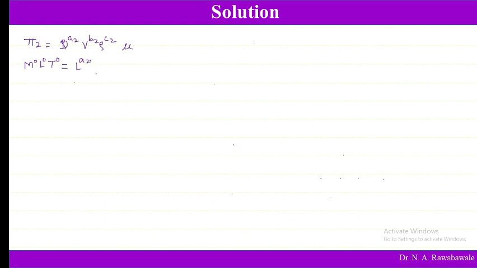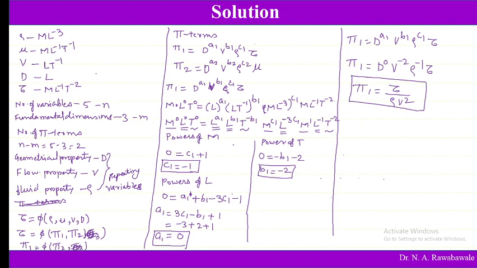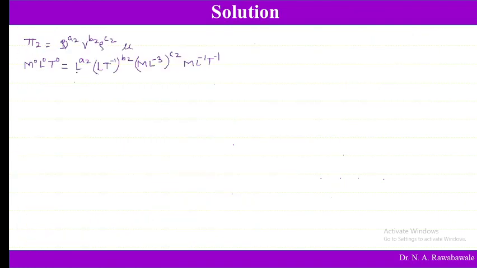L to the power of a2, then L t to the power of minus 1, meters per second, to the power of b2, kg per meter cube means m, L to the power of minus 3, to the power of c2, m, L to the power of minus 1, t to the power of minus 1 is the dimension for mu. The V dimension is L t to the power of minus 1, and d dimension is L. So this is there. Okay.